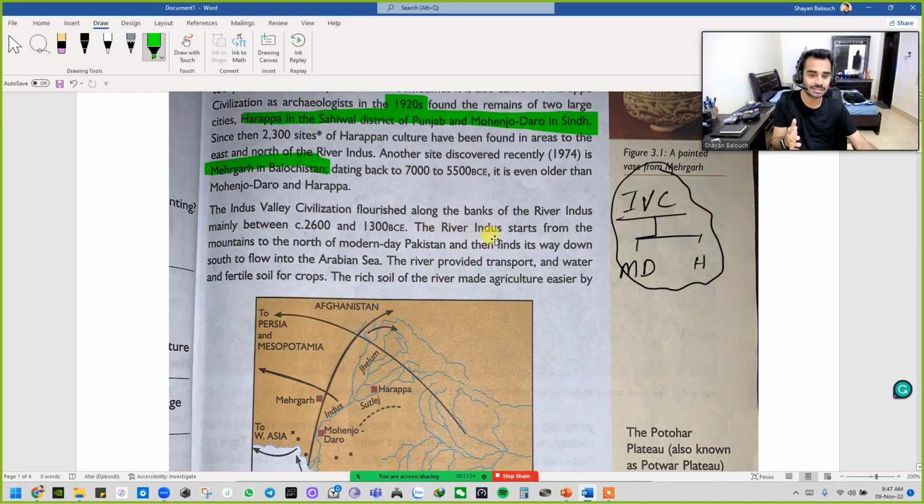The Indus River starts from the mountains to the north of modern-day Pakistan, because today we know that it starts from the north, and the river flows down south to the Arabian Sea. The river provided transport, water, and fertile soil for crops. The rich soil of the Indus River made agriculture easier.